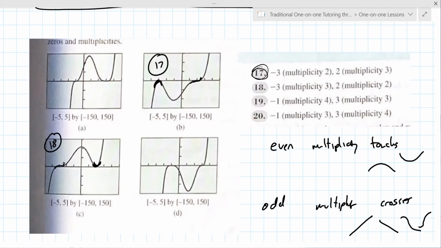Okay, so the bottom right one is 19 and the top left is 20. Perfect. Excellent.